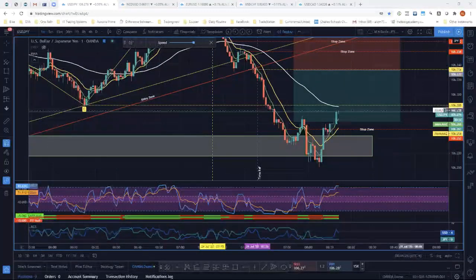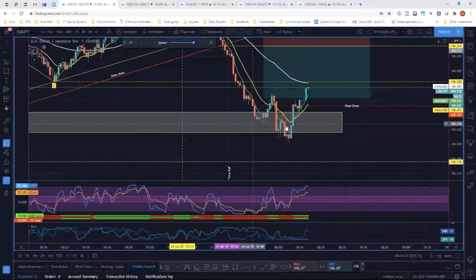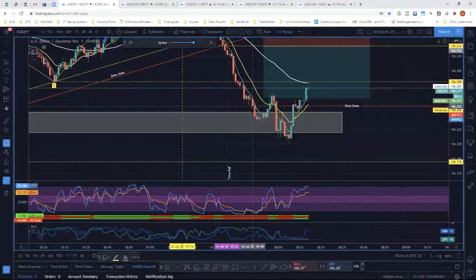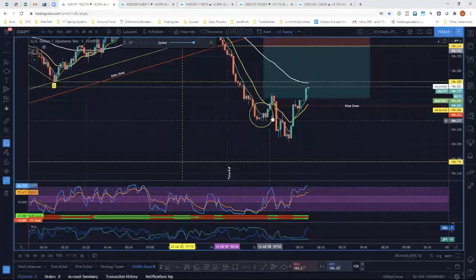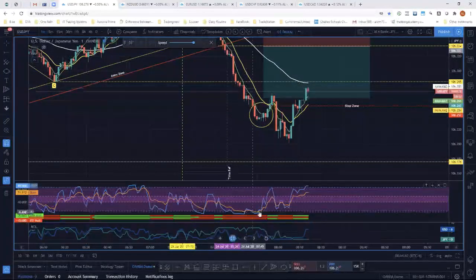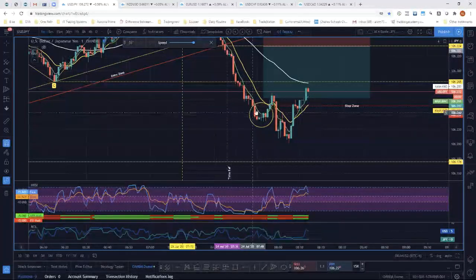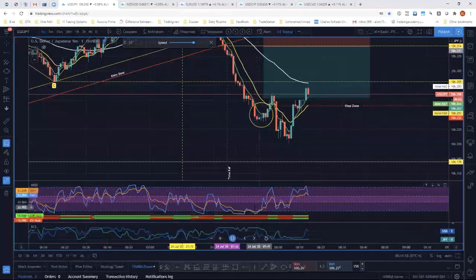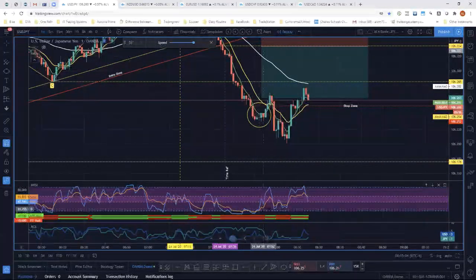Okay, this one actually has some divergence on here. If you have a low, so we're looking at this little area right here. Let me see if I can draw a little. If you look at the RSI and you see where the RSI is low and here's your low. So this is where the price low corresponds with the low on the RSI.